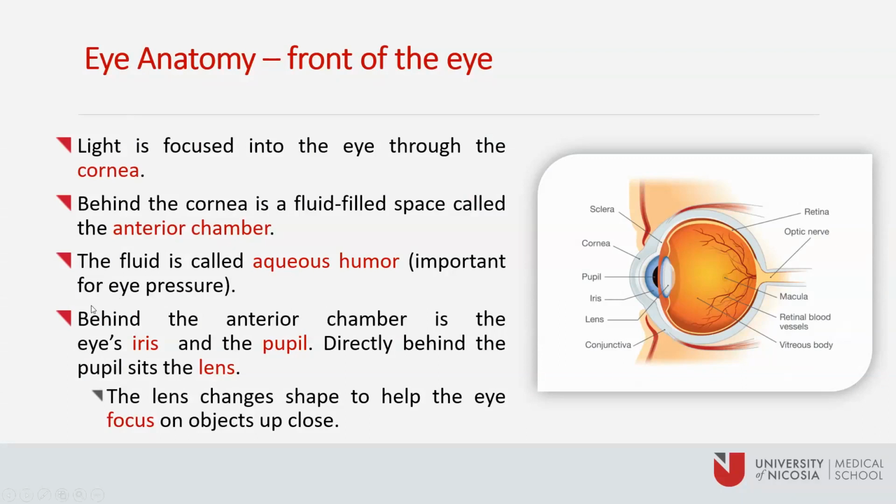In terms of the back of the anterior chamber, we have the iris. So this is the colored part of the eye. And we also have a hole in the iris, which is the pupil. Behind the pupil, we have the lens. The lens is important in terms of focusing close-up objects while we see for our near sight.